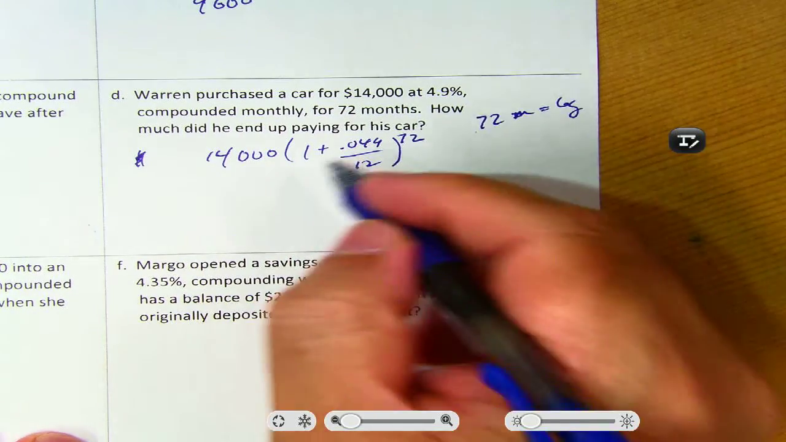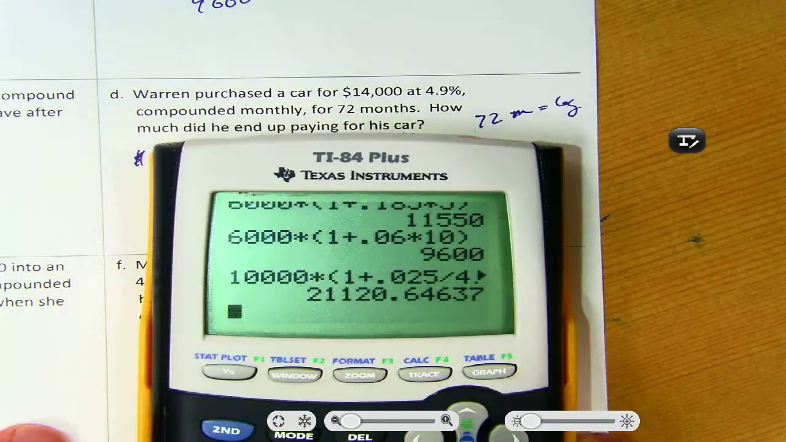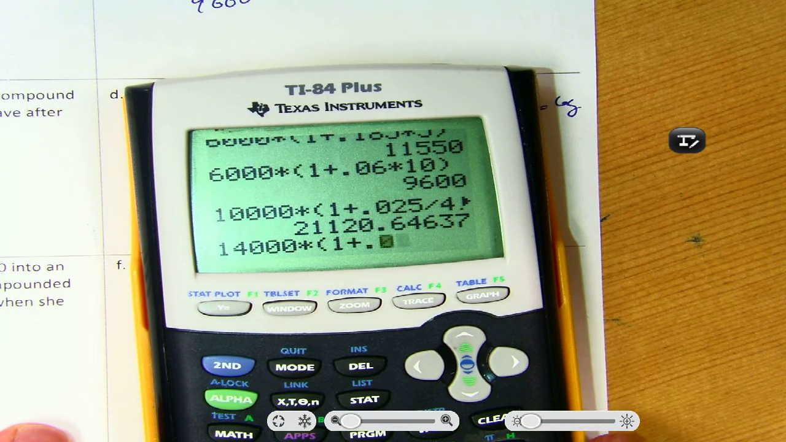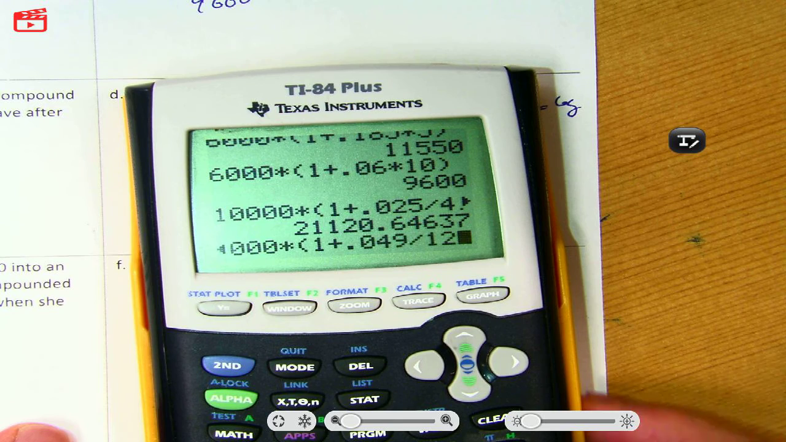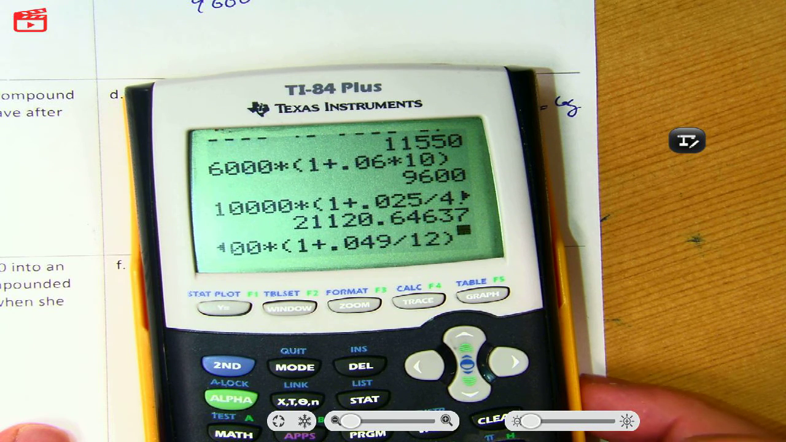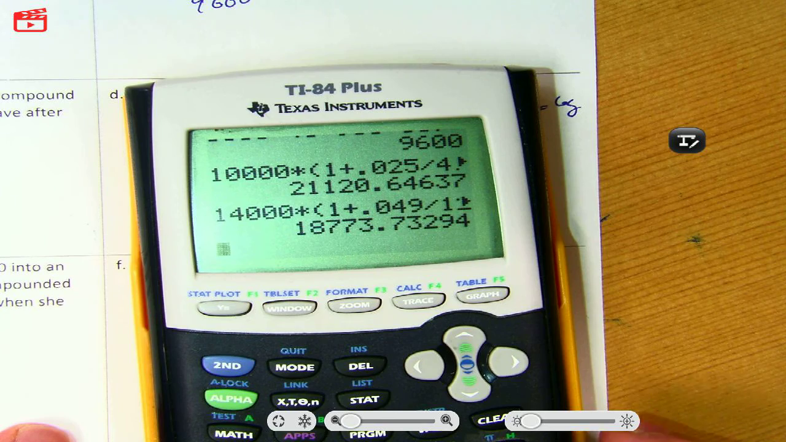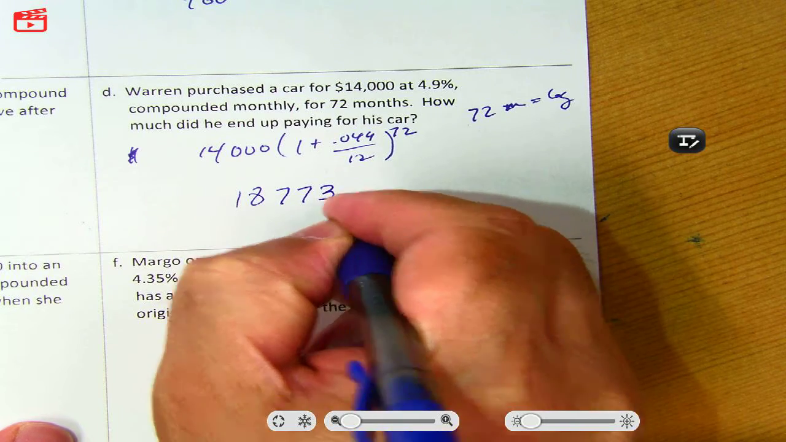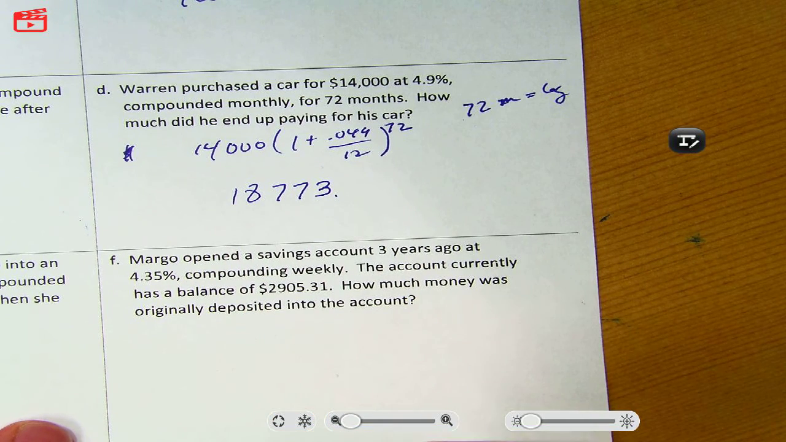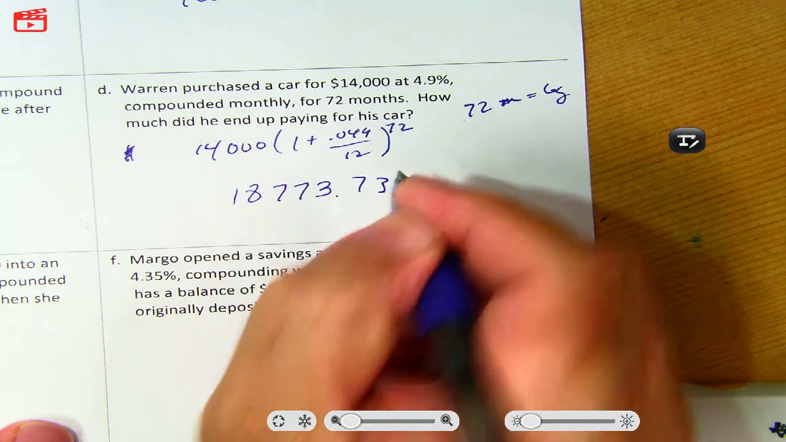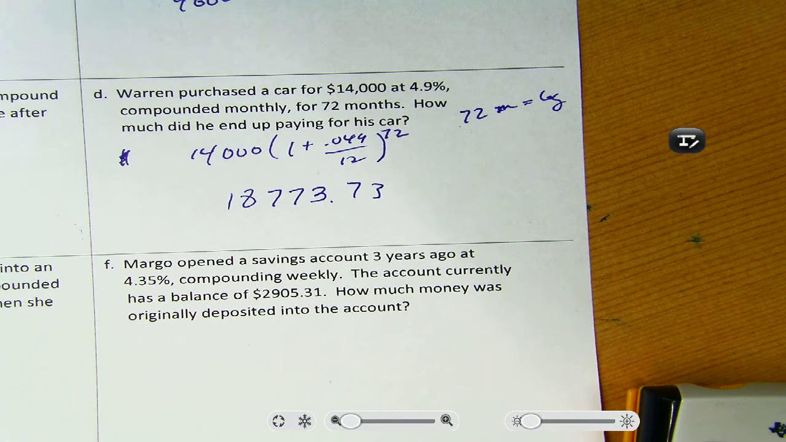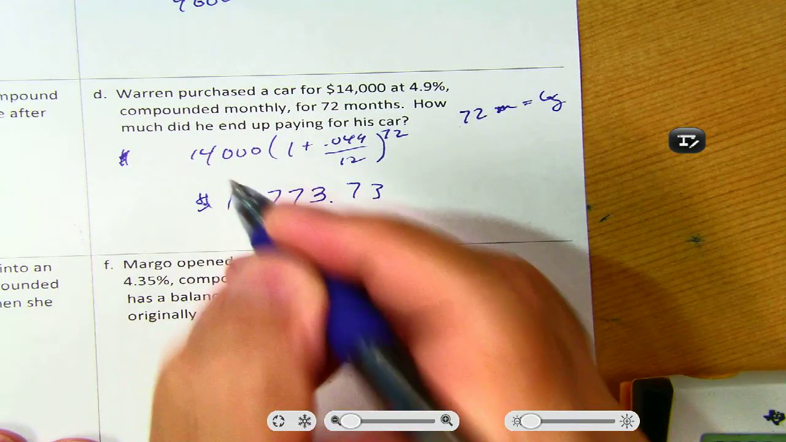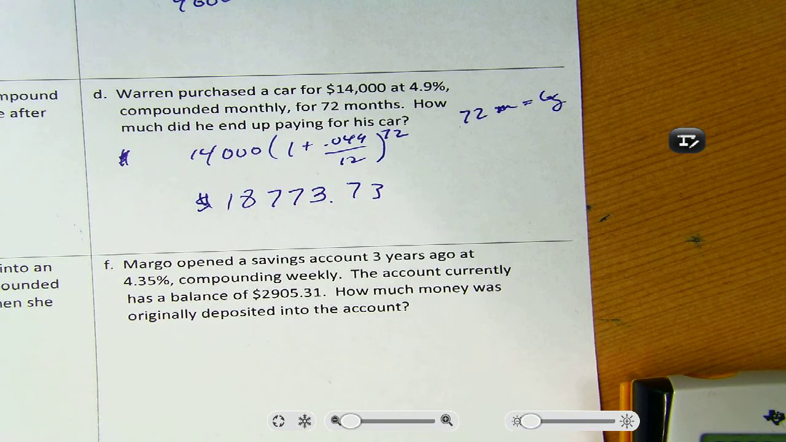All right. Now we work this out on the calculator. So it's 14,000 times 1 plus 0.049 divided by 12. And we're going to raise that to 72. That gives us $18,773.73. That's how much you end up paying for a $14,000 car. You end up paying $18,773.73.